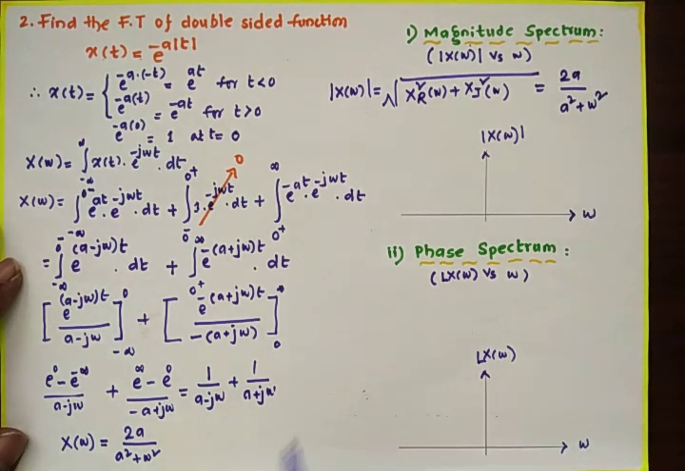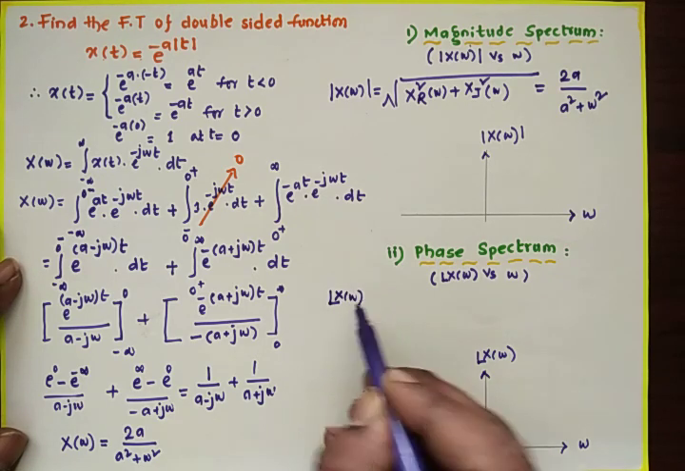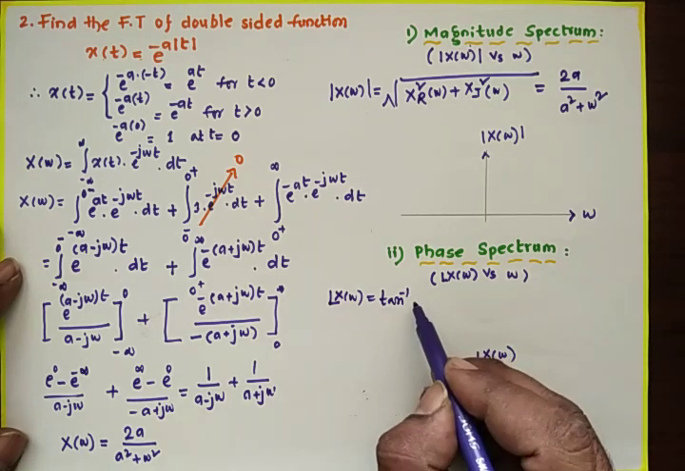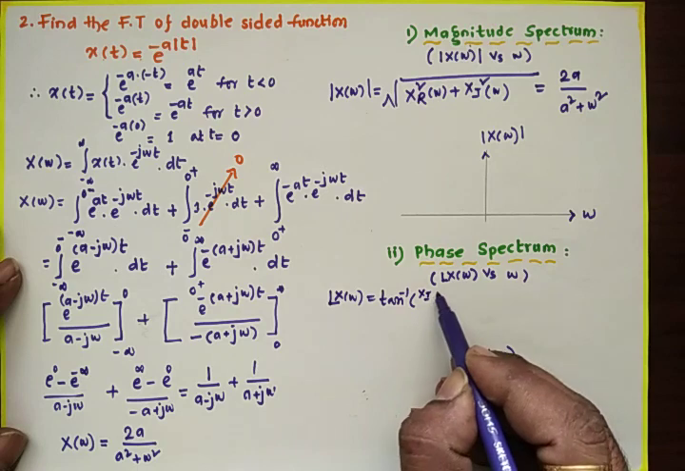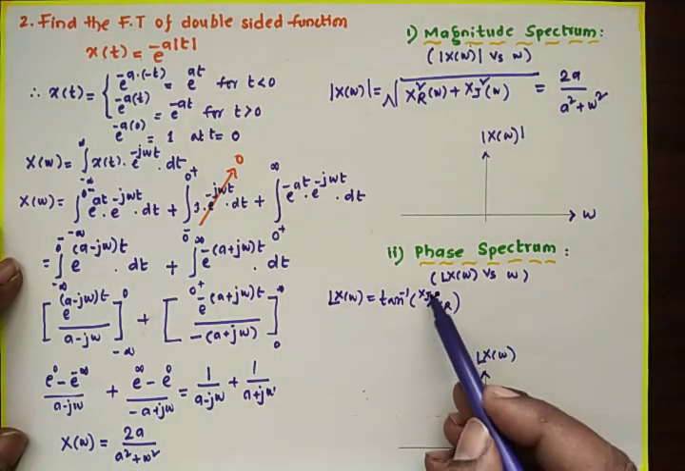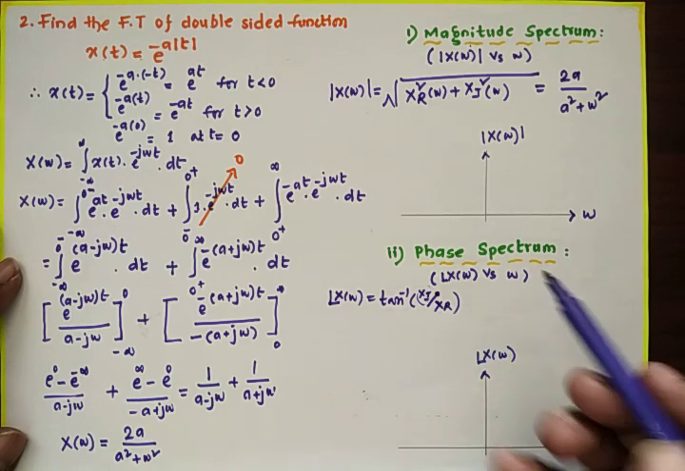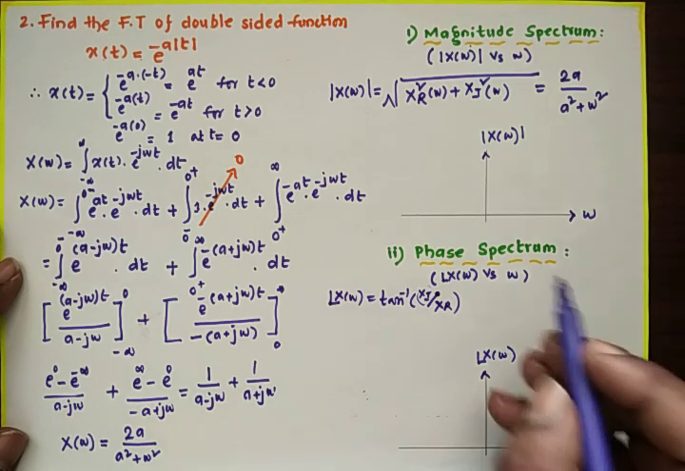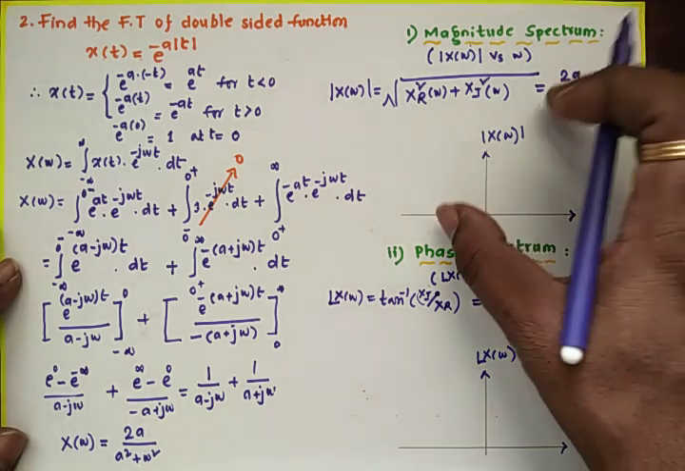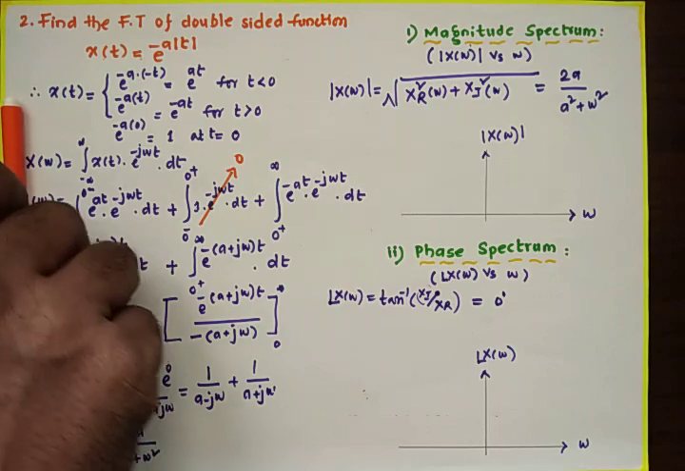And coming to the phase angle, what is the formula for the phase angle? Angle of X of omega is equal to tan inverse of X i of omega by X r of omega. There is no imaginary part, so this will be 0. 0 by anything will be 0, so tan inverse of 0 will be 0 degrees only, so you can get here it is 0 radians. So that means now we have to plot the graph. Now we have to plot the magnitude spectrum and the phase spectrum.